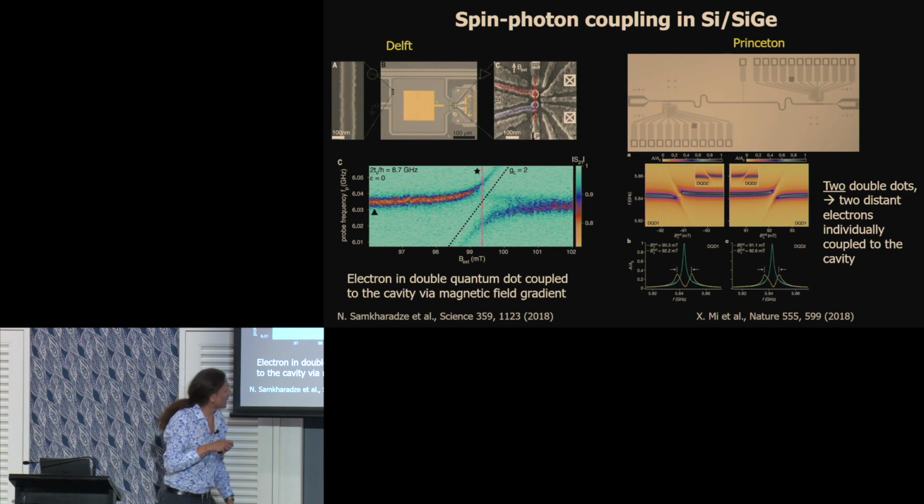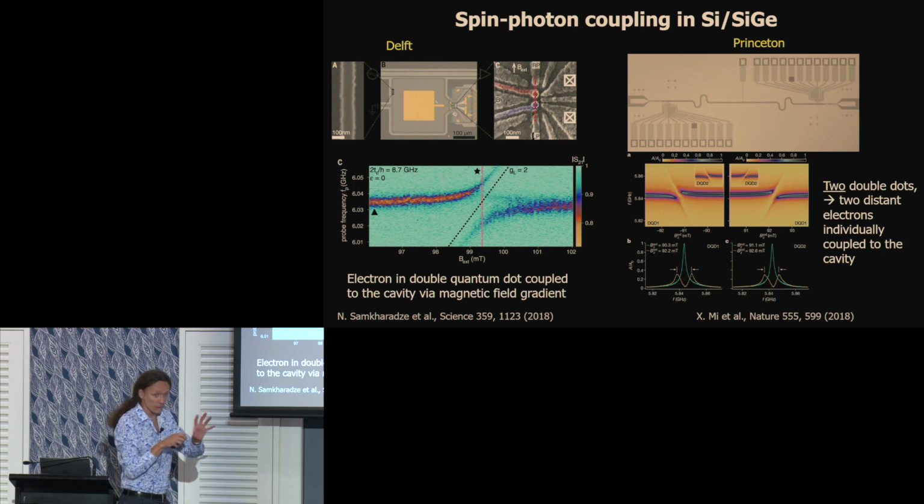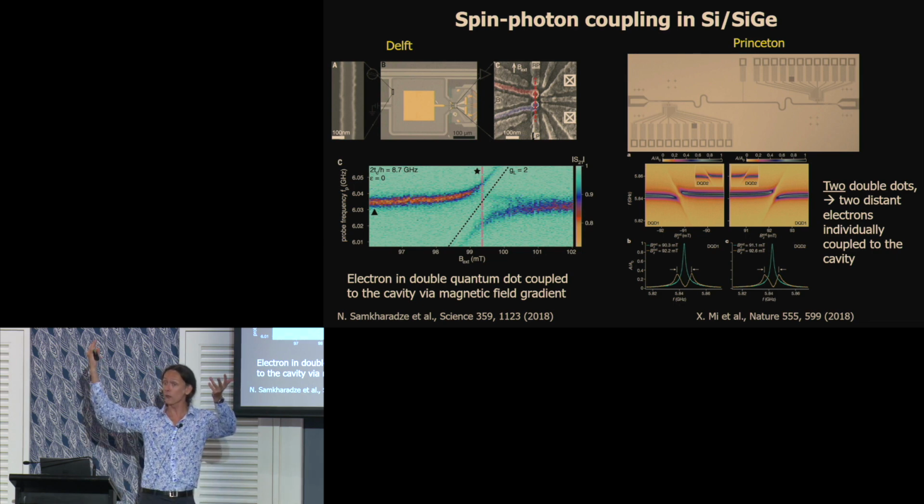In the Princeton architecture, it's a similar idea in terms of the quantum dots and the micromagnets. The cavity is rather different. These are sort of old school half wavelength cavities, but notice here there are actually two pairs of double dots coupled to the cavity at the opposite ends. Okay? So in this experiment, they managed to show that both the left double dot and the right double dot could be strongly coherently coupled to the photon in the cavity.